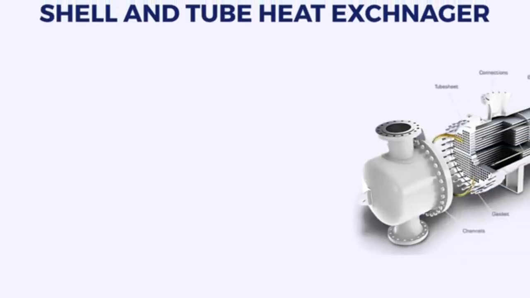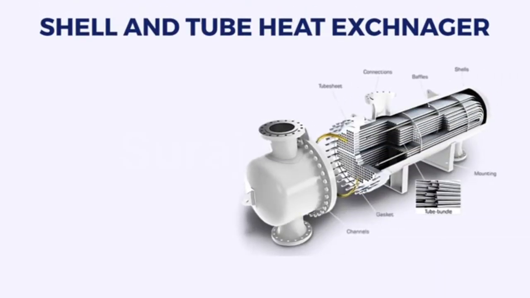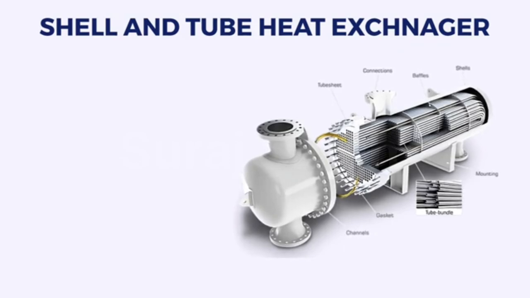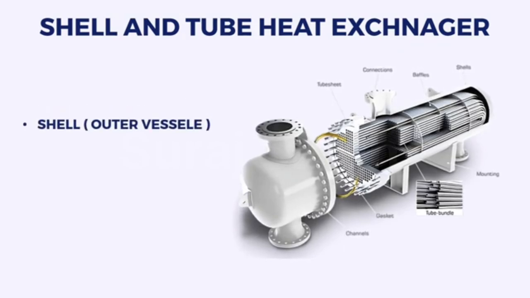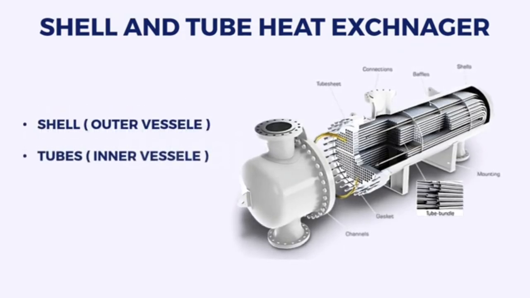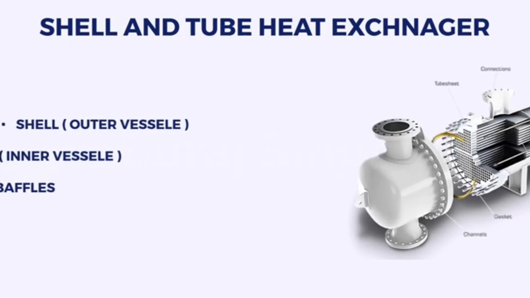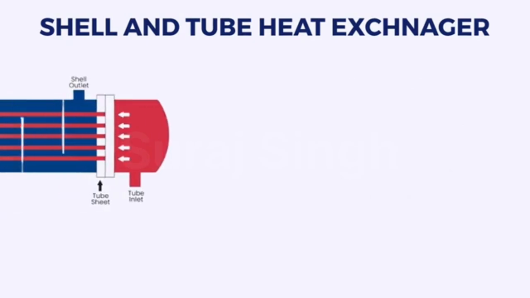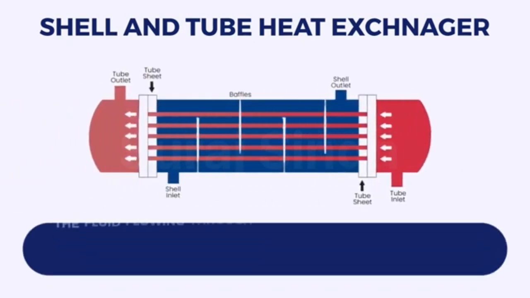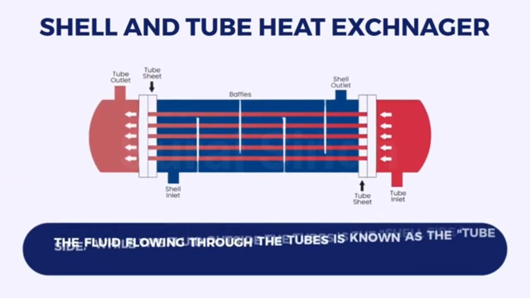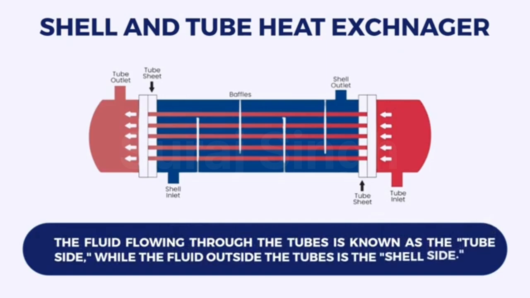Shell and tube heat exchanger. A shell and tube heat exchanger is a type of heat exchanger that consists of a shell (outer vessel) and tubes (inner vessels) through which fluids flow, facilitating efficient heat transfer. The fluid flowing through the tubes is known as the tube side, while the fluid outside the tubes is the shell side.